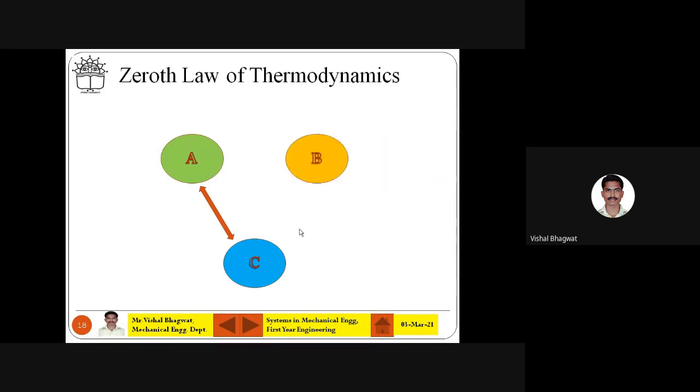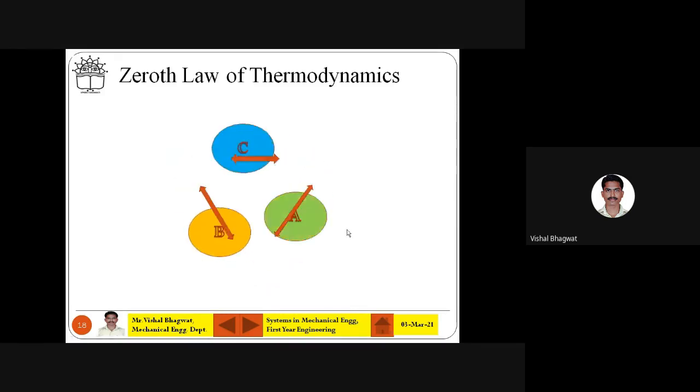And if body B is in thermal equilibrium with body C, understood? So if body A is in thermal equilibrium with body C and body B is in thermal equilibrium with body C, that means what? Body A and body B are also in thermal equilibrium. That is nothing but the Zeroth law of thermodynamics. This is a statement that you can simply write in the exam: if body A is in thermal equilibrium with body C, and body B is in thermal equilibrium with body C, then body A and B are also in thermal equilibrium.